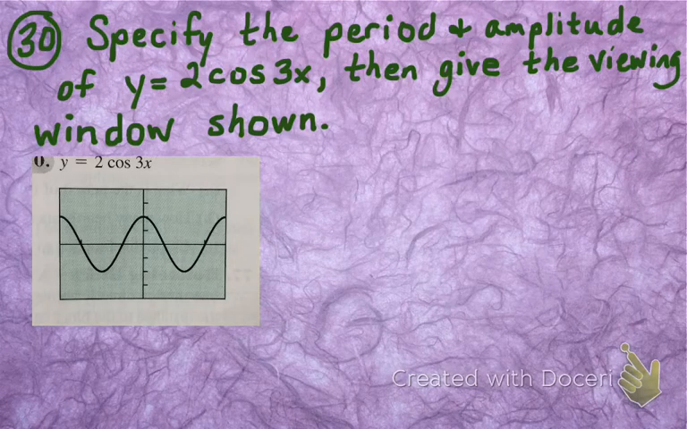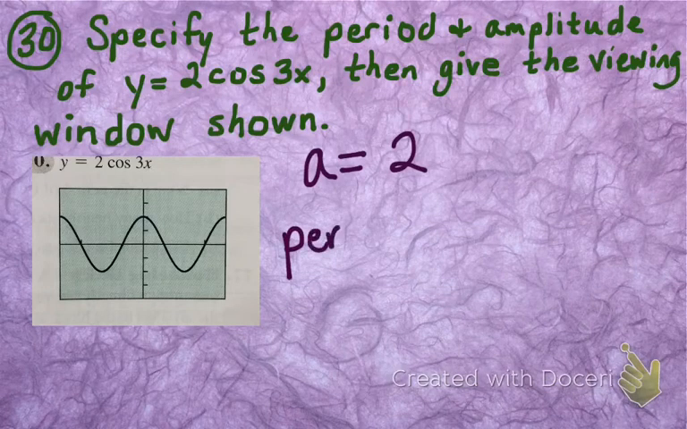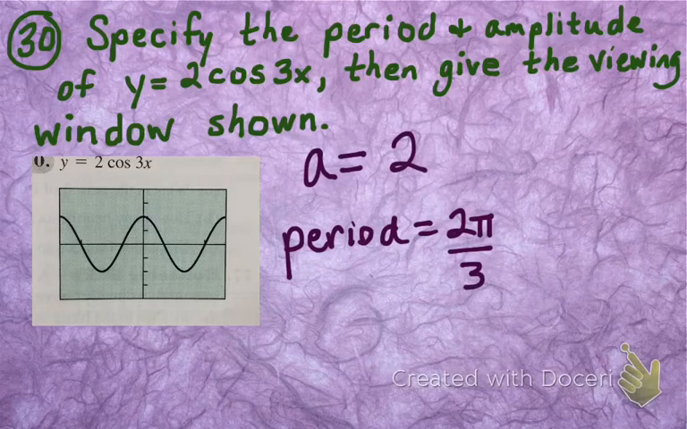On to number 30. Here we were to specify the period and amplitude of y equals 2 cosine 3x and then give the viewing window shown. Alright, well, the amplitude is easy. It's positive 2, so we don't even have to think. So A is 2. And our period is 2 pi over b, and our b is positive also, so we can just stick a 3 on it. And there's nothing to do to clean that up, so our period is 2 pi thirds.